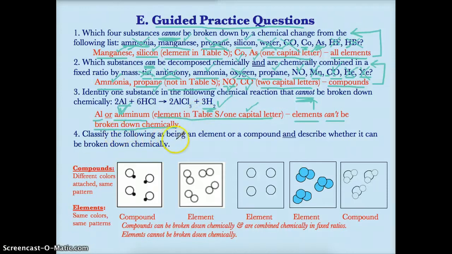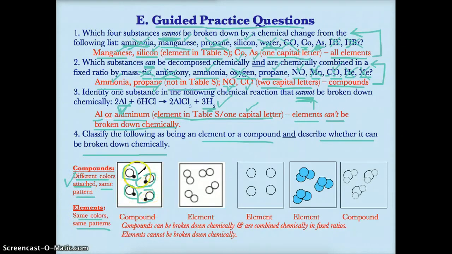Number four says, classify the following as being an element or a compound and describe whether it can be broken down chemically. So let's remember, compounds have different colors attached, but we have the same pattern. And elements have the same colors attached to each other with the same patterns. So in this first one, we have one white, one black dot. One white, one black dot. One white, one black dot, and one white, one black dot. So we can see that two different colors are attached, one black, one white. Since you have different colors attached, we think it's a compound.